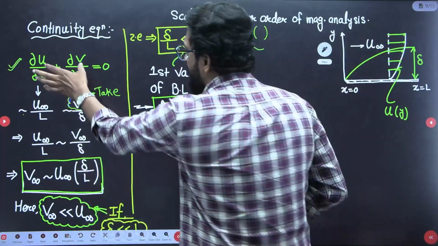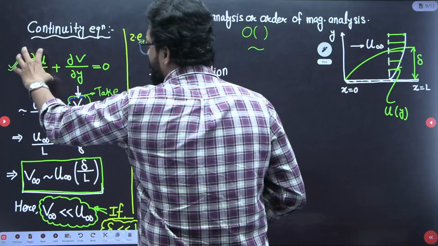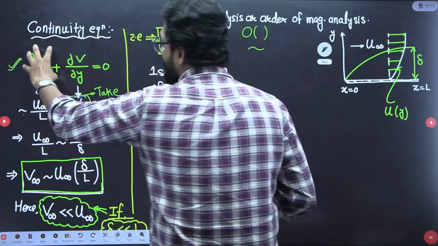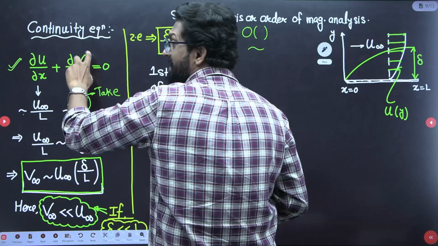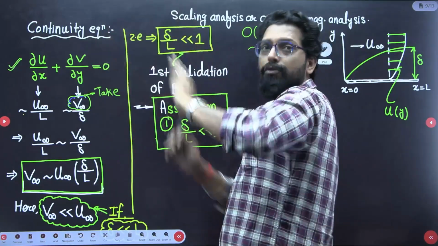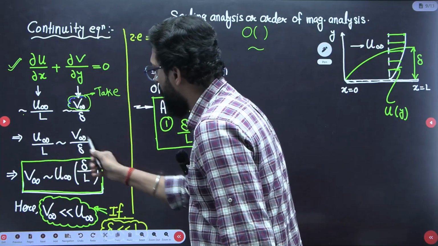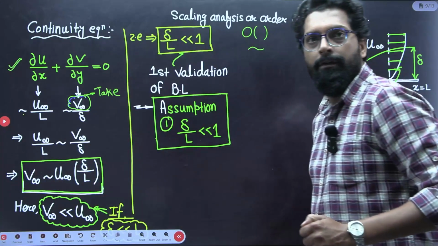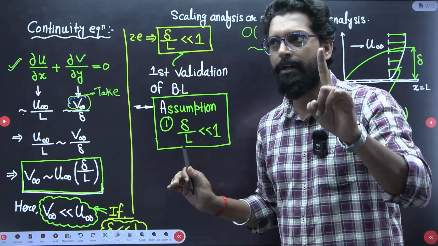Now, the summation of these two is 0. That means one is plus and the other is minus, but of the same magnitude. Like, let's suppose this is plus 10, so the other is minus 10. So both have the same order of magnitude. From here, you can easily find v infinity, the free stream in the y direction. So v infinity is u infinity delta by L. This is very important.